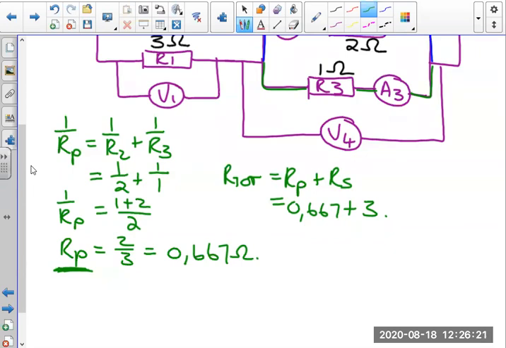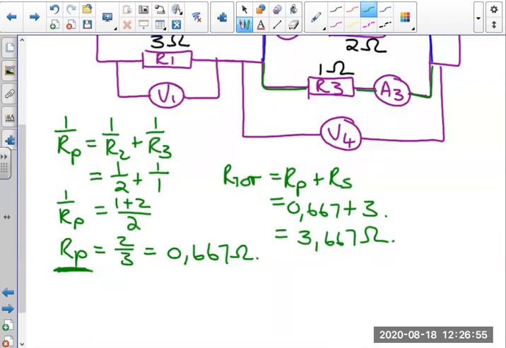Yes, ma'am. Okay, so then you get the parallel resistance, which is 0.667 plus the 3, and then the total resistance is going to be 3.667 ohm. Are you agreeing? Okay, so the total resistance in this circuit is 3.667 ohm.